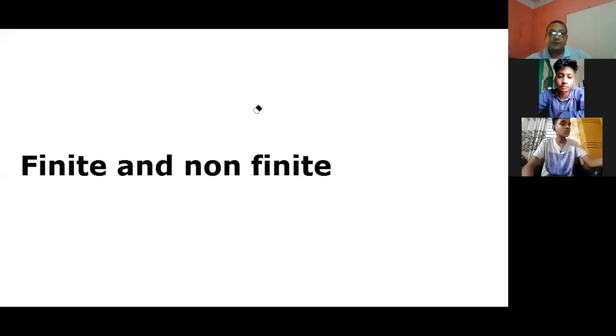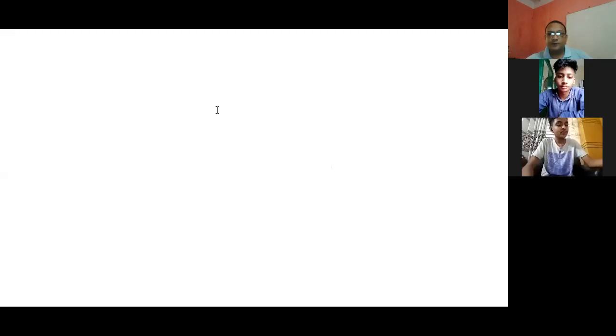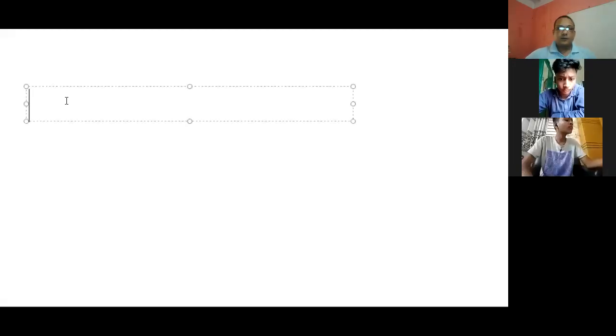Finite and non-finite. Who can give an example of finite and non-finite verb? Tell a sentence that carries both finite and non-finite verb. An example of finite and non-finite verb is: Rohim is going to the market to buy some groceries. Sir, here the finite verb is going and the non-finite verb is to buy.